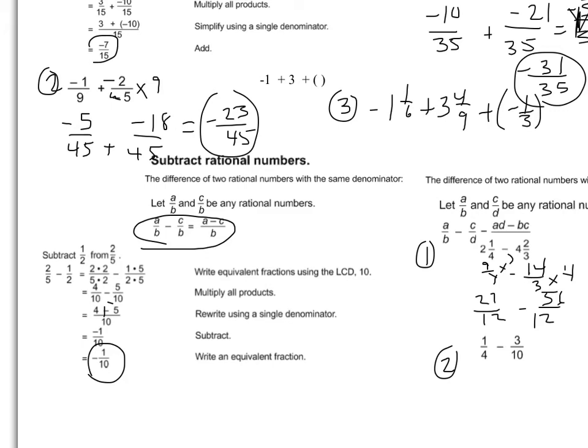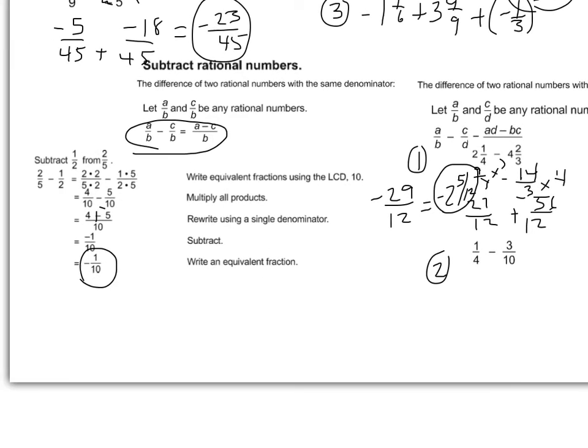Okay, so remember, we are going to keep, change, change. So now I have 27 twelfths plus negative 56 twelfths. So we need to subtract, and we get negative 29 twelfths, which is equal to negative 2 and 5 twelfths. That's your final answer, negative 2 and 5 twelfths. Okay, so I am going to have you now try the next one on your own, 1/4 minus 3/10, and then I will come back in a minute and go over it with you.